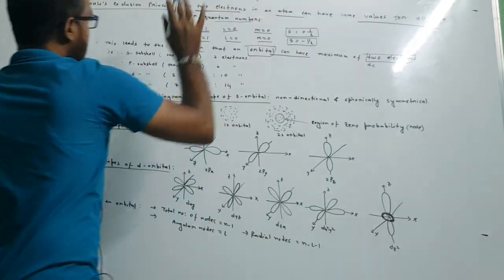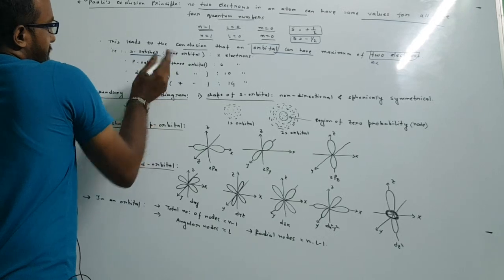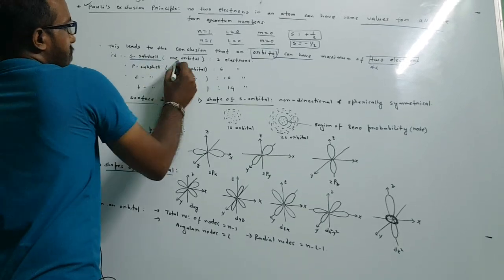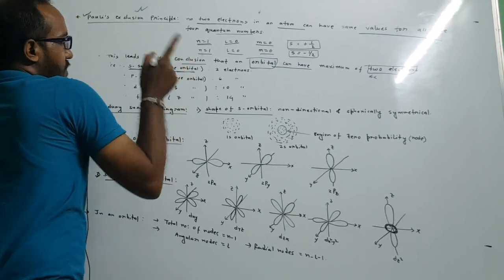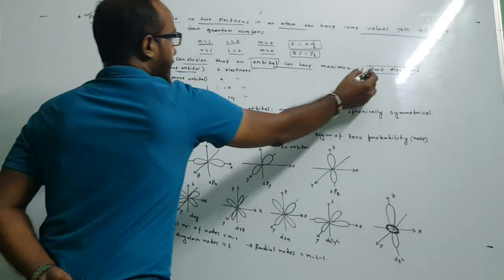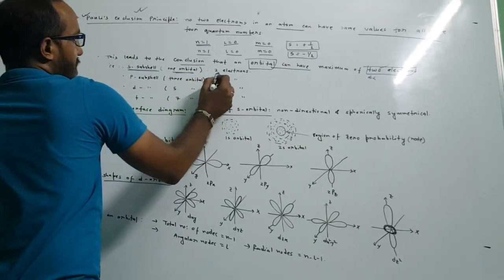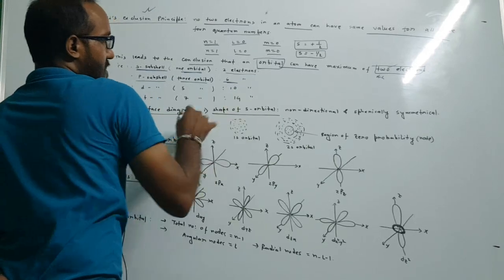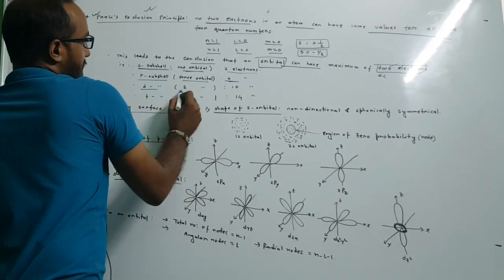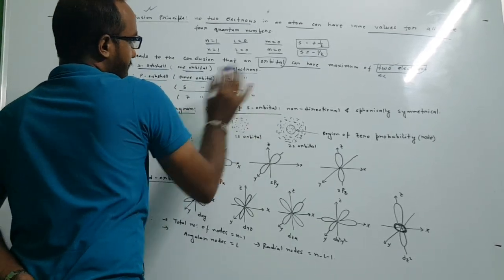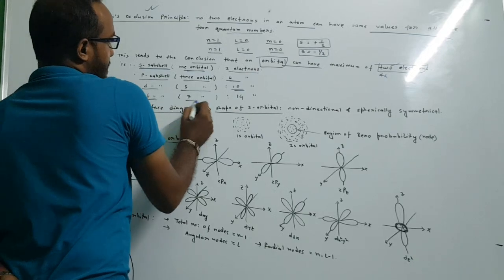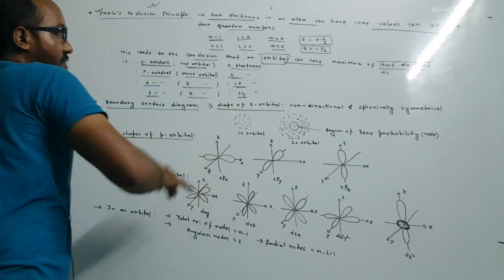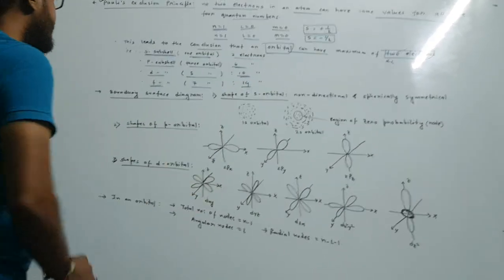That means in the s subshell, as we learned in the previous slide, we have 1 orbital. Each orbital can have 2 electrons, so for 1 orbital we have 2 electrons. The p subshell has 3 orbitals, that means it has 6 electrons. The d subshell has 5 orbitals, so it has 10 electrons. The f subshell has 7 orbitals, so it would have 14 electrons maximum.